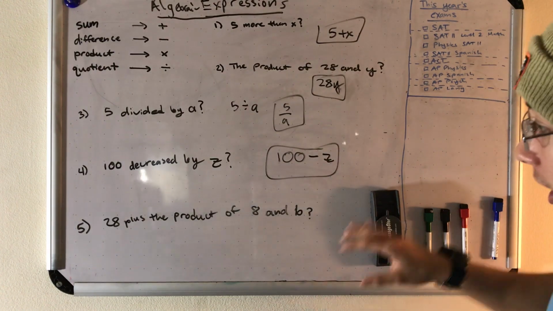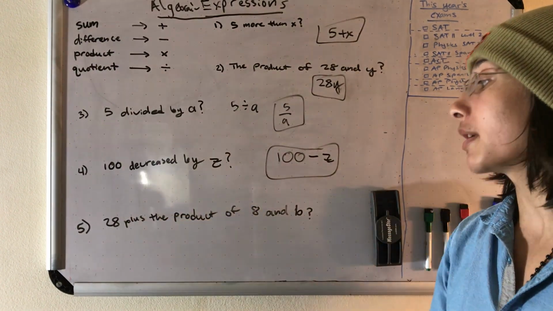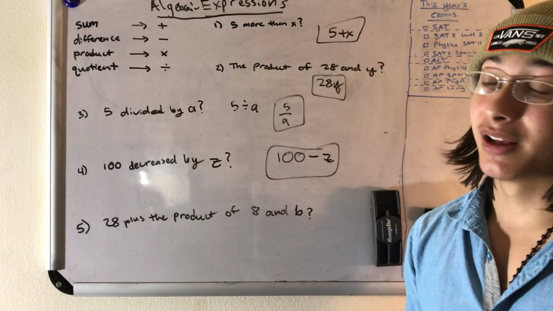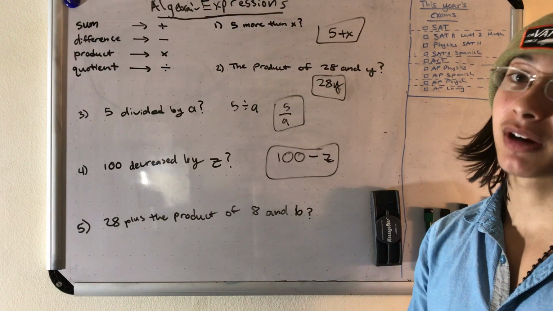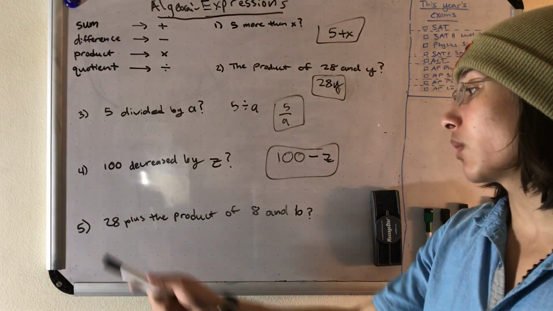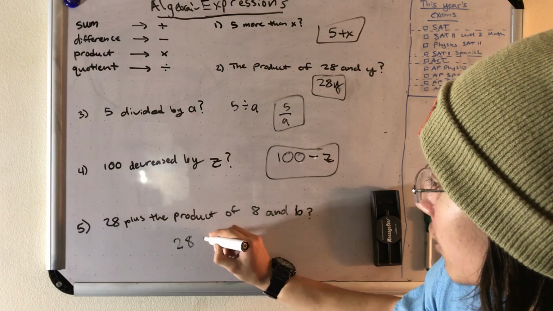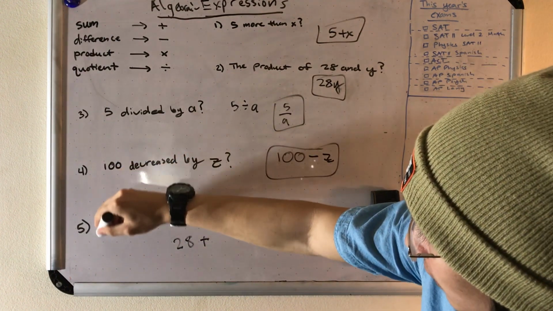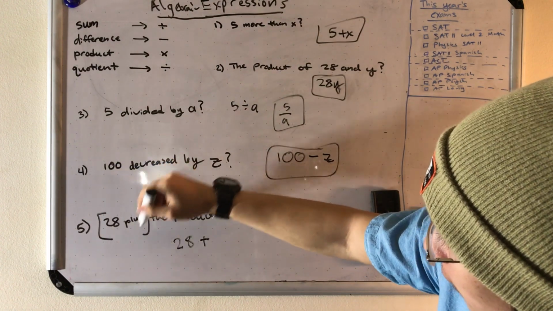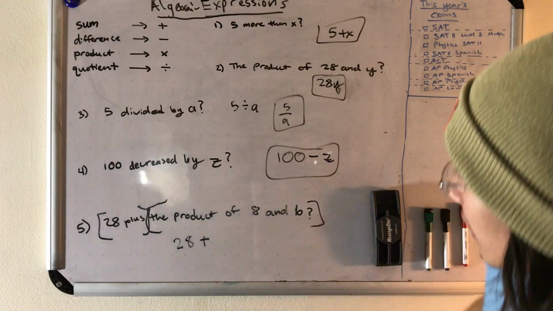And then finally, right here, we have number 5. So 28 plus the product of 8 and b. So first of all, what the heck is this? I like to break this up into little sections, all right? So it's 28 plus. Let's write that down, right? We got 28 plus. Now we have this other section, the product of 8 and b.